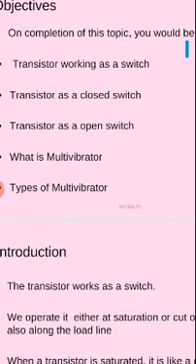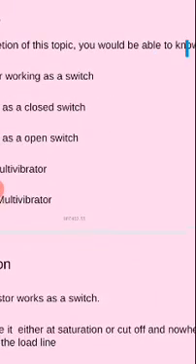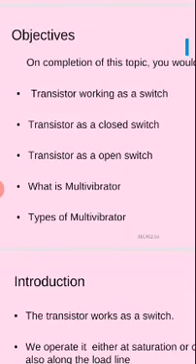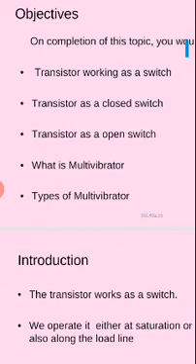On completion of this topic, you would be able to know the transistor working as a switch, the transistor as a closed switch, the transistor as an open switch, what a multivibrator is, and the types of multivibrator.